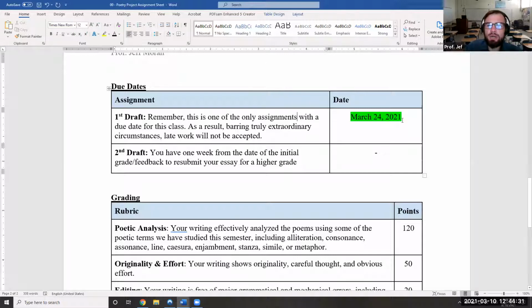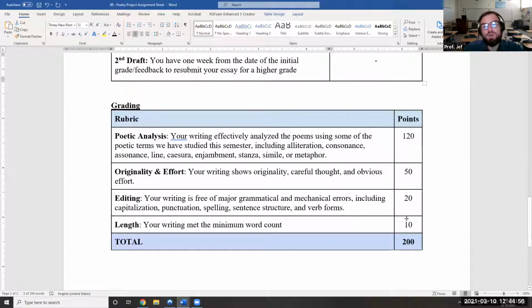But this is due March 24th. That is 2 weeks from today. That is the last day we meet before spring break. Then just like last time, you will have a week after my first score to revise, resubmit, meet with me, talk to me, and figure out if you want to revise and resubmit for a higher score. So again, 2 weeks from today for this project.